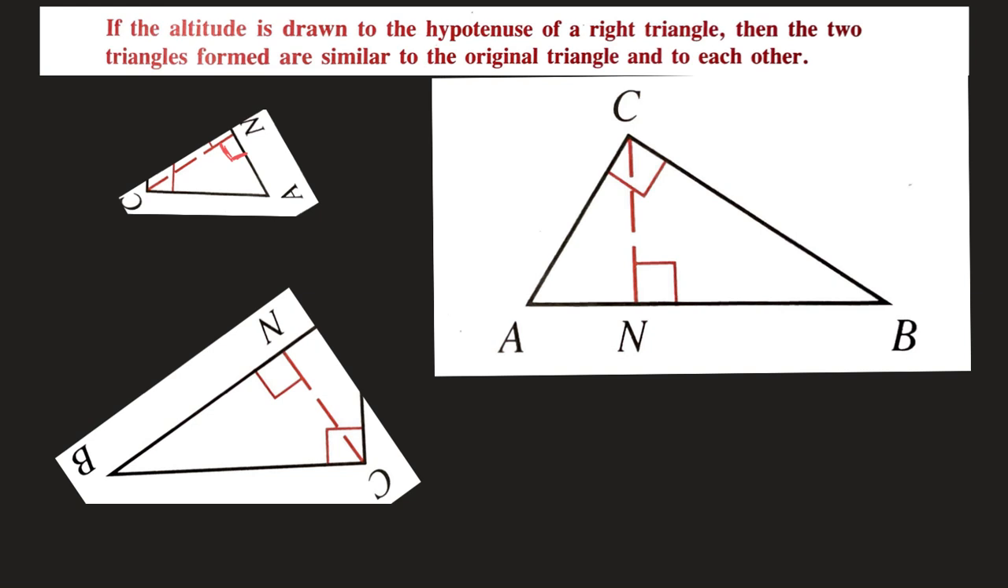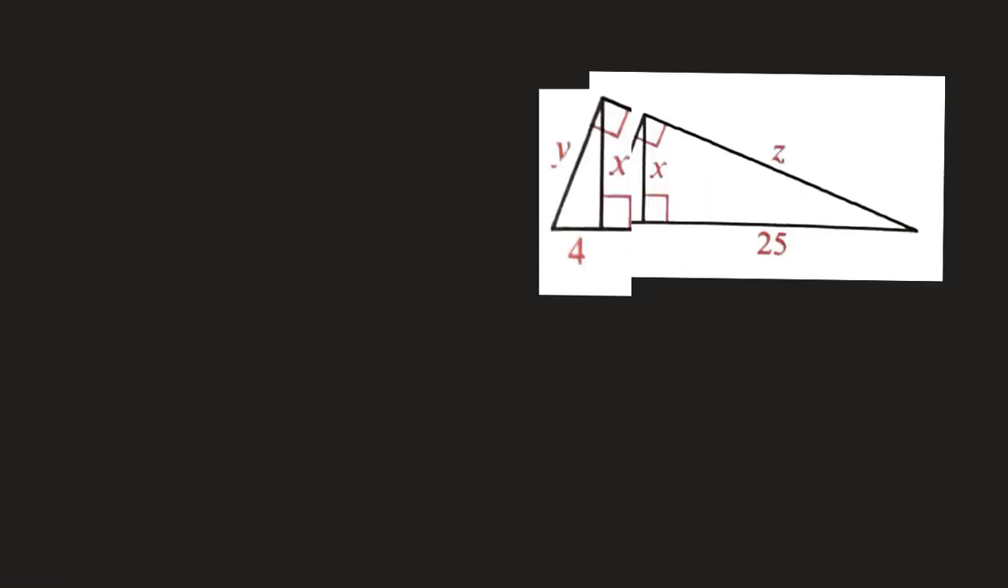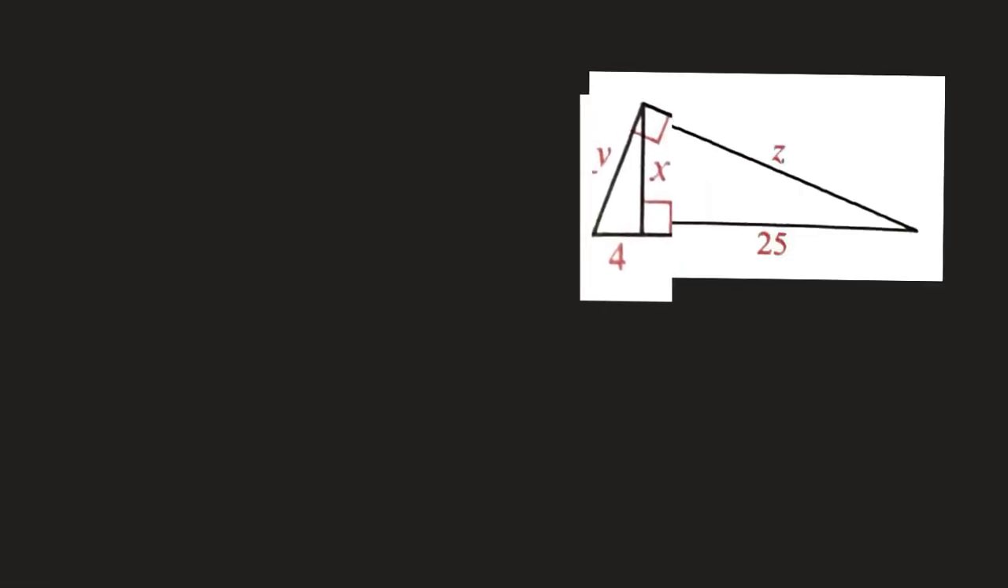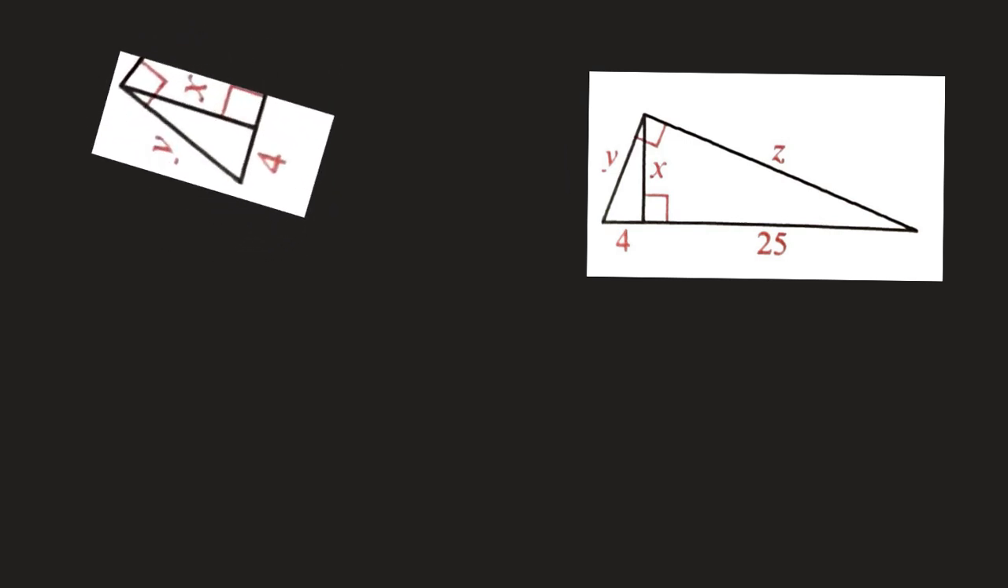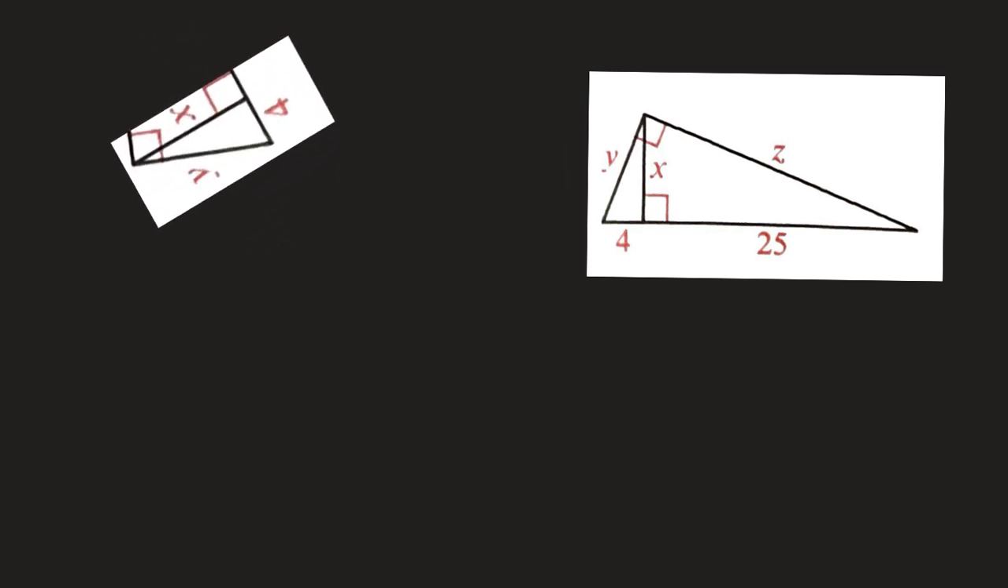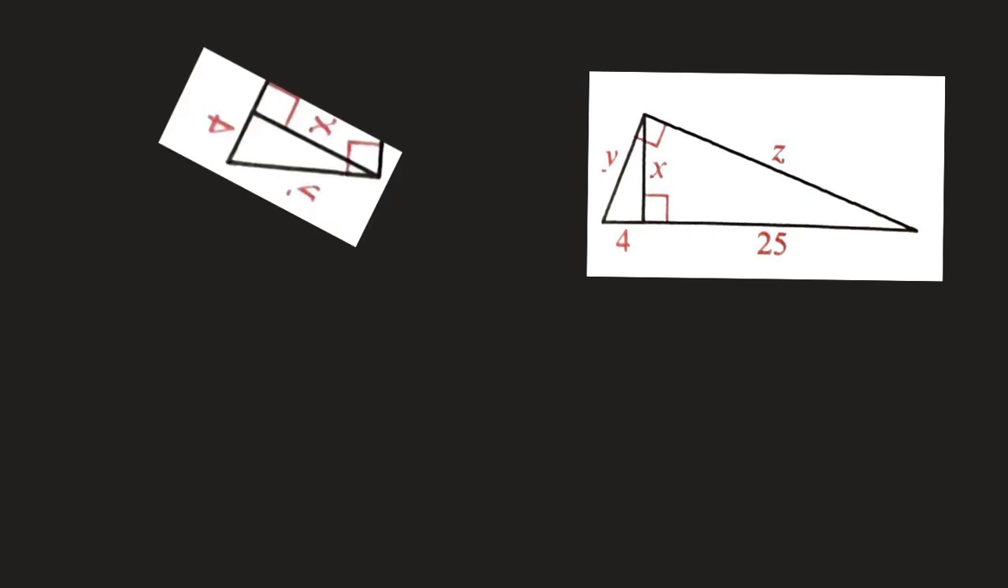So I'd like to show you then what we could do with this with a few examples. What I'm doing here is I copied this little part of the triangle here, and I'm going to spin it around, and I think I have to flip it. So now I turned it around and I flipped it. So now I've matched it up.